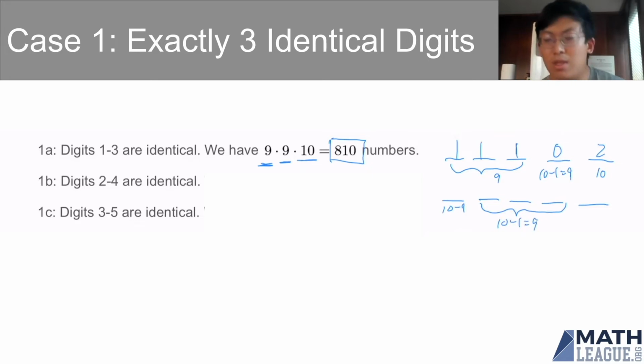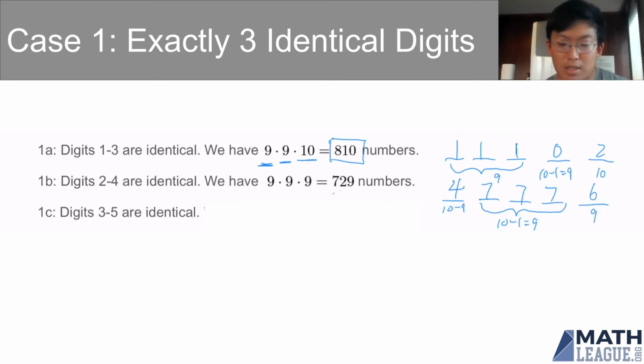Now let's say, without loss of generality, that we chose 4 for our first digit and 7 for our middle 3 digits. Now, we know that the only restriction on our last digit is that it can also not be the same as the middle 3 digits, which gives us 9 choices. And let's say we choose 6. So that gives us 10 minus 1 equals 9 for the first digit, 9 for the middle 3 digits, and 9 choices for the last digit to give us 729 numbers, satisfying subcase 1B.